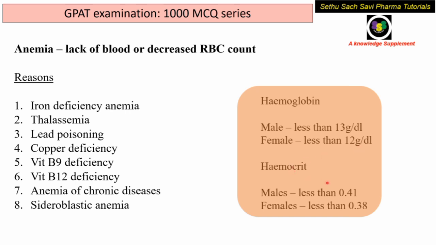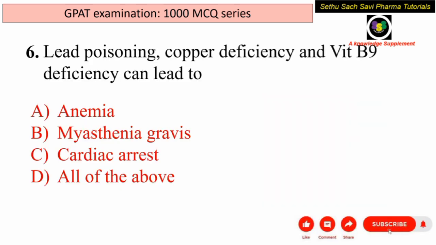And the hematocrit value represents the amount of RBC that is present in the blood. For male, it is less than 0.41 and for female, it is less than 0.38. So if any question comes like that, you have to note these values also. This condition can lead to anemia. So what will be the answer for the question: lead poisoning, copper deficiency and vitamin B9 deficiency? The answer is anemia. Right. Coming to the next question.